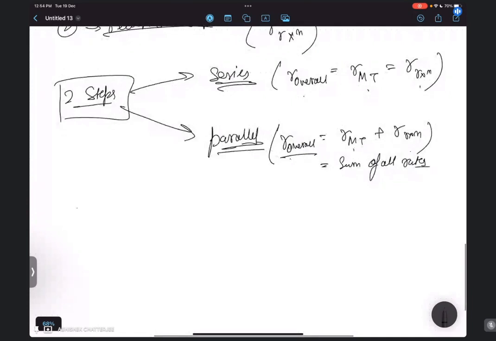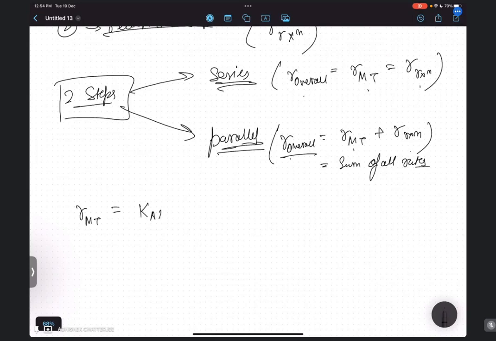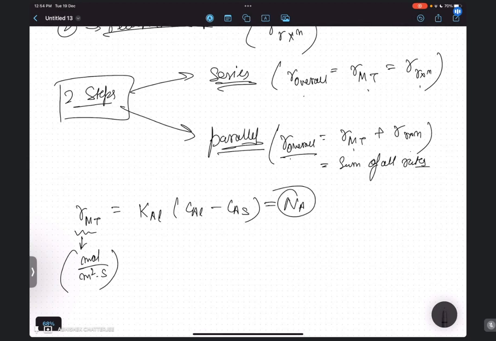Now what is your R mass transfer? What is the mass transfer rate actually? Can we write it as KAL into CAL minus CAS? Can we write it like this? Tell me. What will be the unit of this? Mole per meter square second. It is just the flux NA.